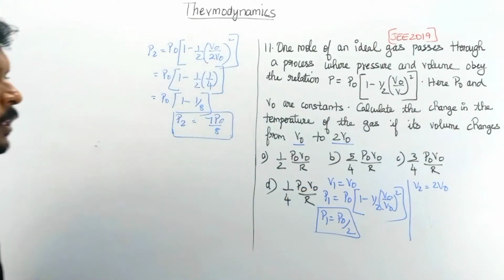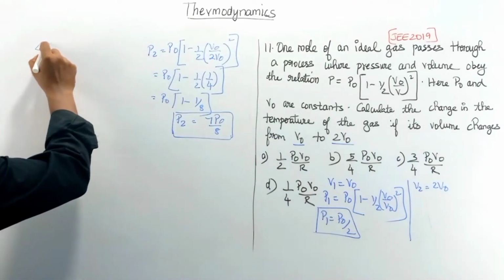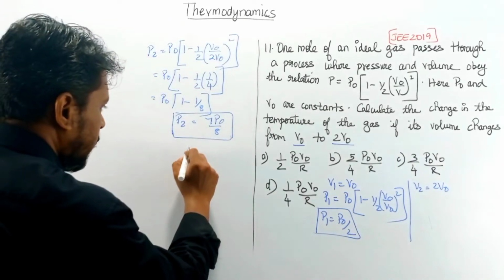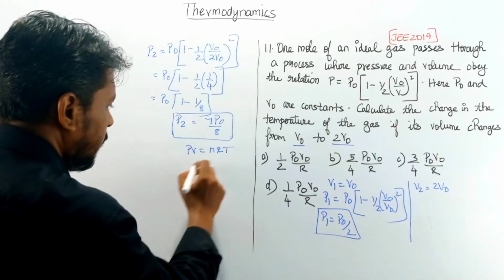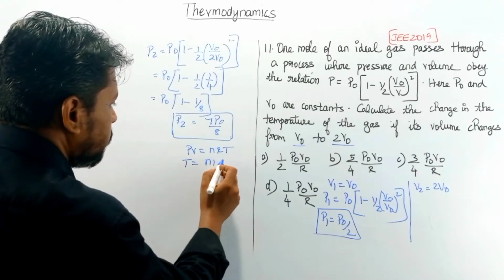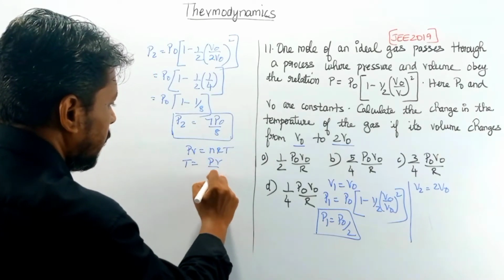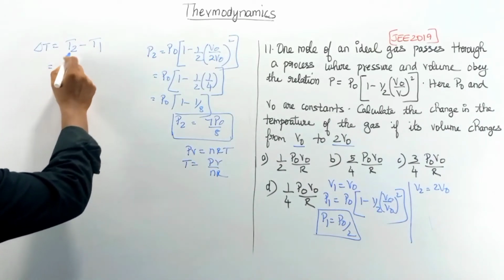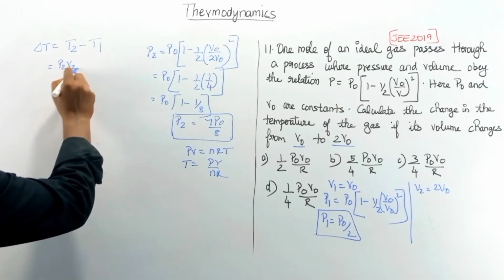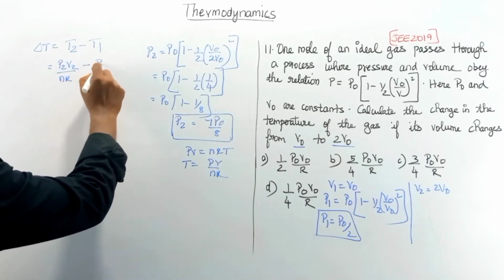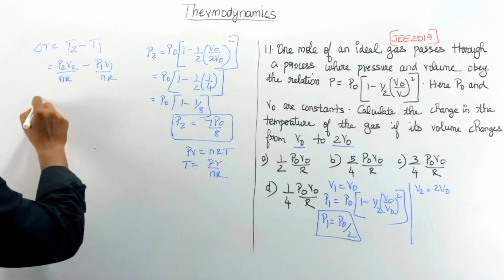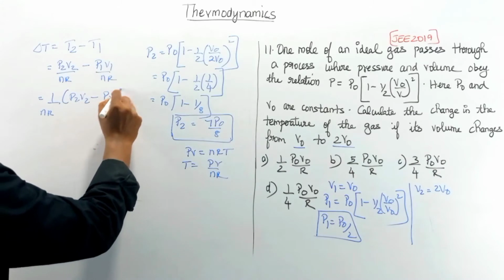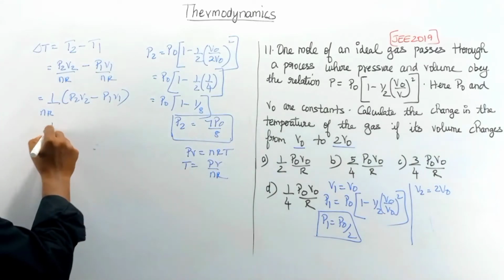Okay, so now we have to find the change in temperature. So you know that change in temperature is delta T, which is T2 minus T1. From the ideal gas equation, PV is equal to nRT, in which T is equal to PV by nR. So replace it with respect to the numbers. For T2 write it as P2 V2 by nR, and for T1 write it as P1 V1 by nR. Let us take the nR as common. So here it is P2 V2 minus P1 V1, okay, so 1 by nR.